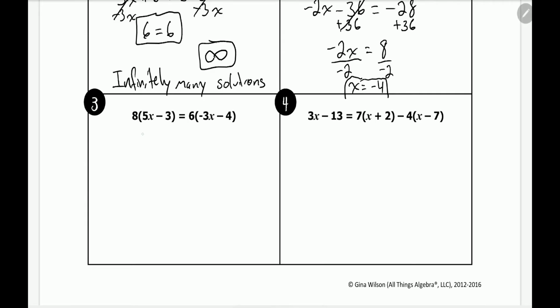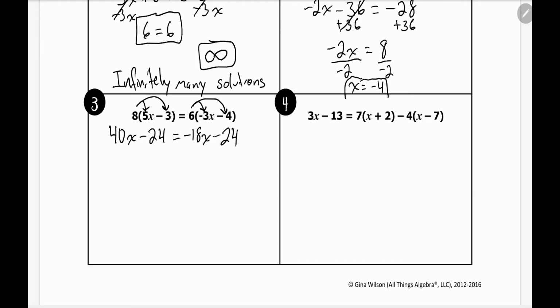So with this one, we have 8 times the quantity 5x minus 3 is equal to 6 times the quantity -3x minus 4. First step, distribute. So we have 8 times 5x, that's 40x. 8 times -3, that's -24, is equal to 6 times -3x, it's -18x, and 6 times -4 is -24.